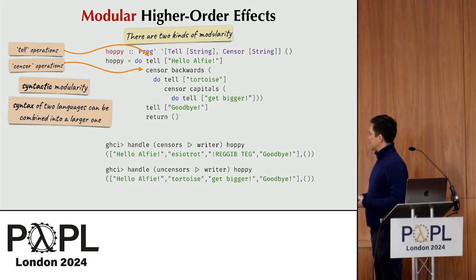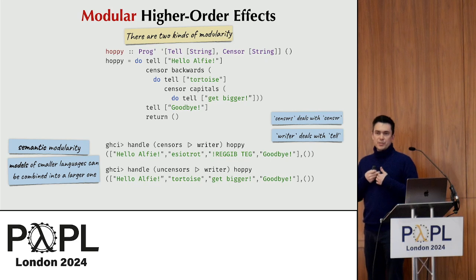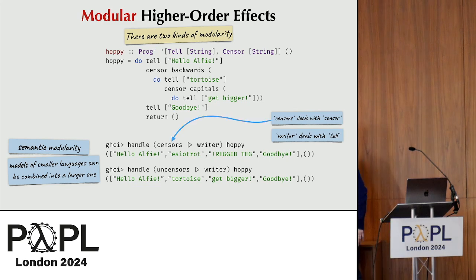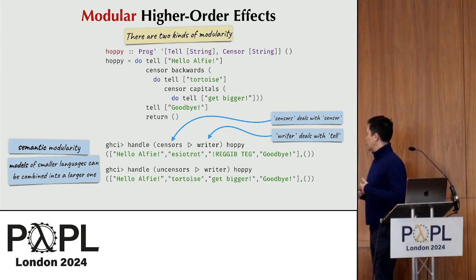So that's tell and censor combined together. But there's also something that we like to call semantic modularity. Semantic modularity says that the models of smaller languages can be combined into a larger one. So the censors handler deals just with censors, and the writer handler deals just with tell, and the combination of the two deals with the whole program. So that's why we have what we call semantic modularity.